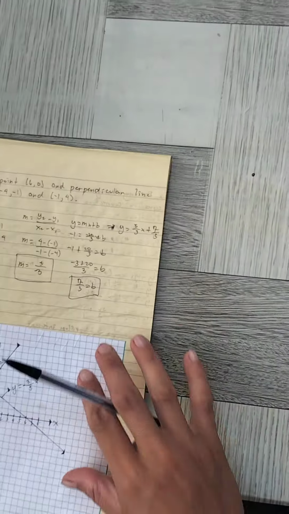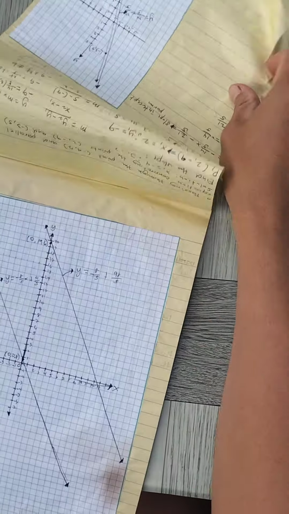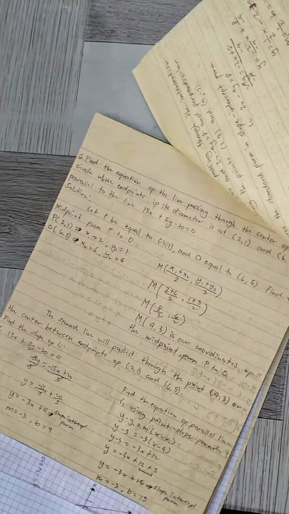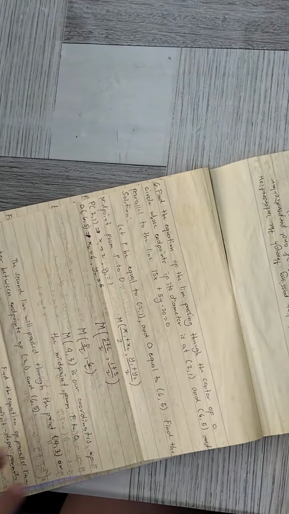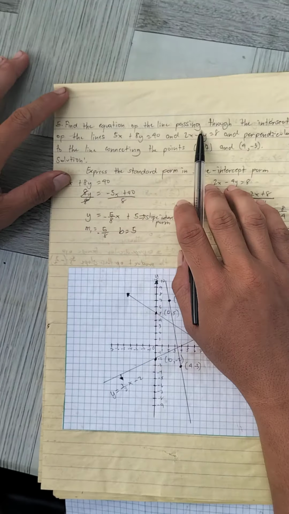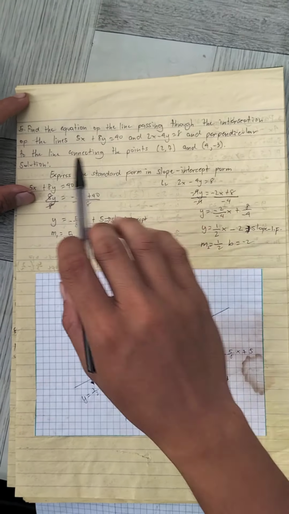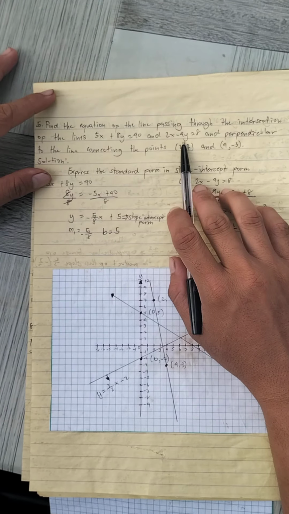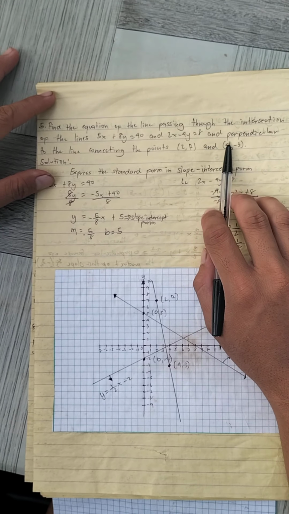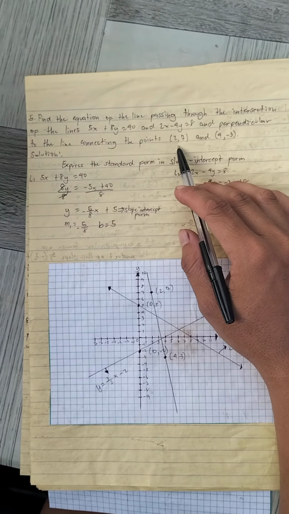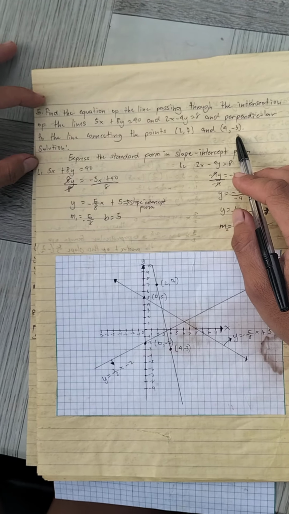Next, number 5. Find the equation of the line passing through the intersection of the lines 5x plus 8y is equal to 40 and 2x minus 4y is equal to 8 and perpendicular to the line connecting the points of 2 and 7 and 4 and negative 3.